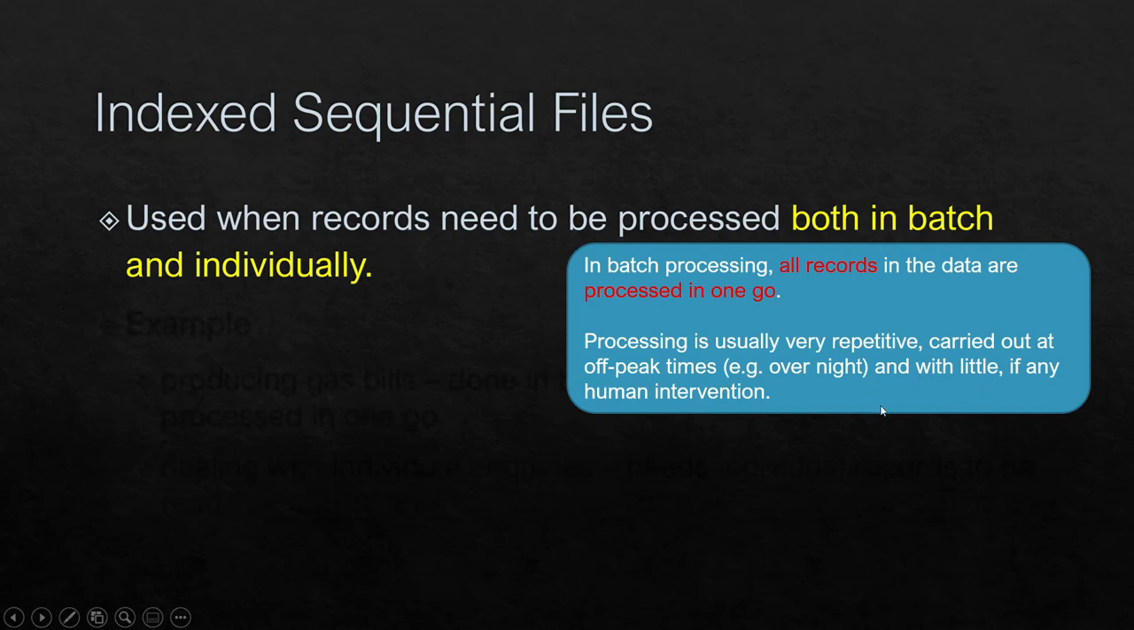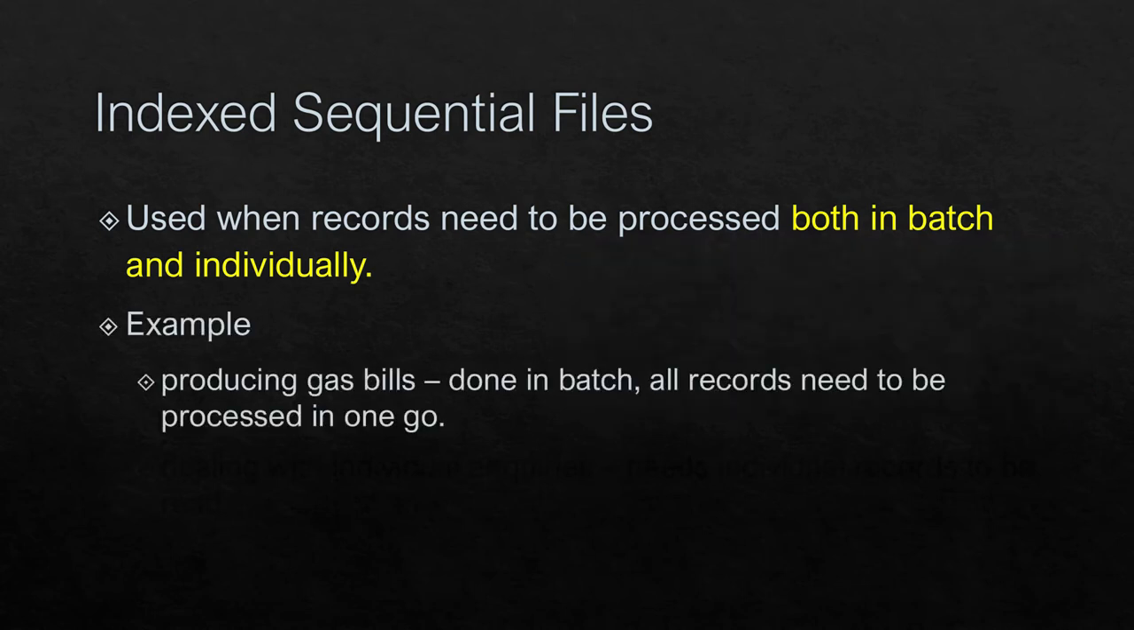And this kind of stuff tends to happen with no or little, if any, human intervention. The human might need to start the process running, and that's it. In fact, a lot of batch processing just automatically happens. A scheduler starts it off and it just gets on with it. Examples of that would be producing bills. We often do this in the middle of the night when the computer's not really being used much.